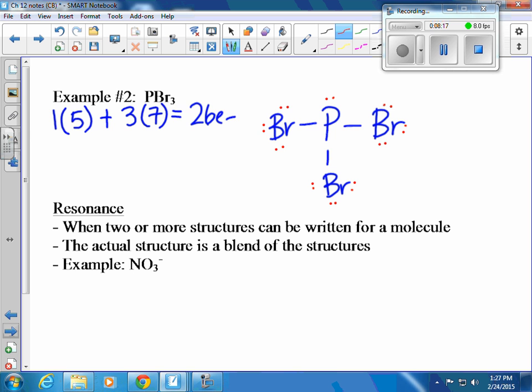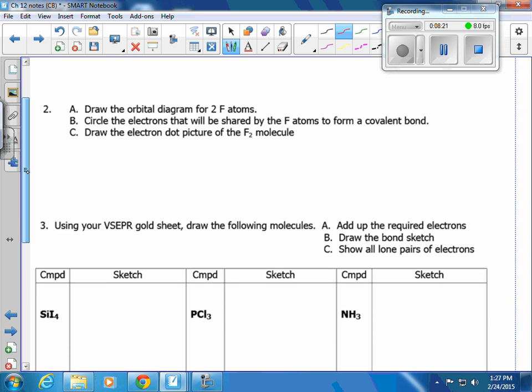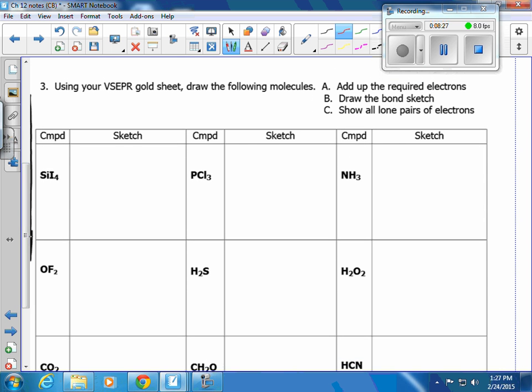Okay, so I'd like you to go to homework 4, and I think you can do the first part up here, but then down here it tells you that using your VSEPR gold sheet, draw the following molecules. Add up the required electrons, draw the bond sketch, and show all lone pair of electrons. You really don't need your VSEPR sheet for this part, so you can do that without it.